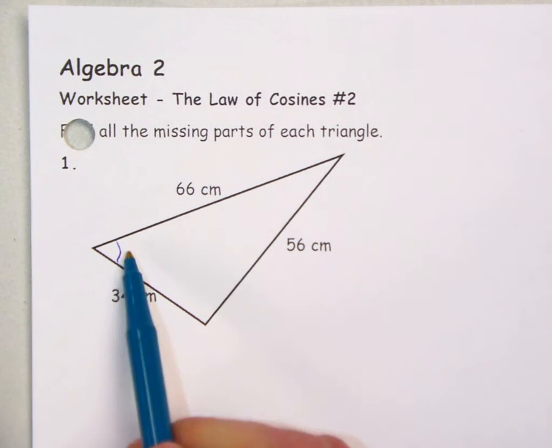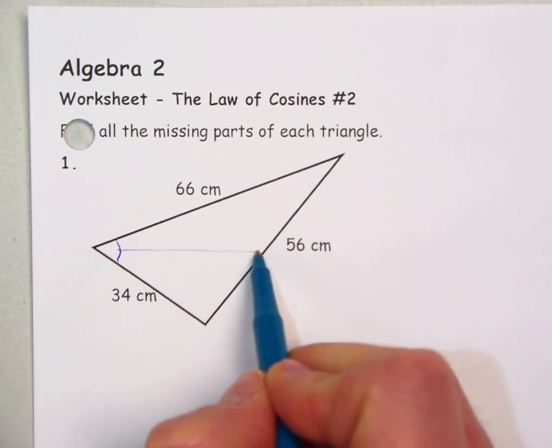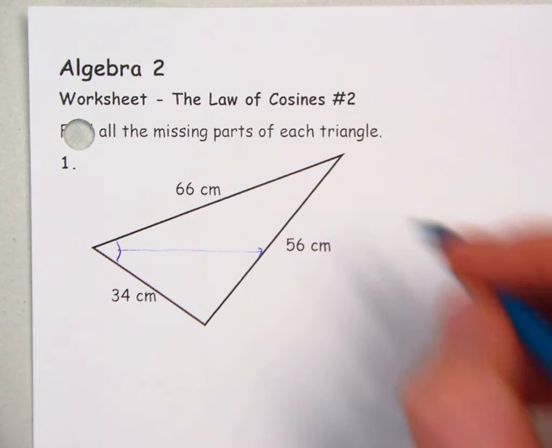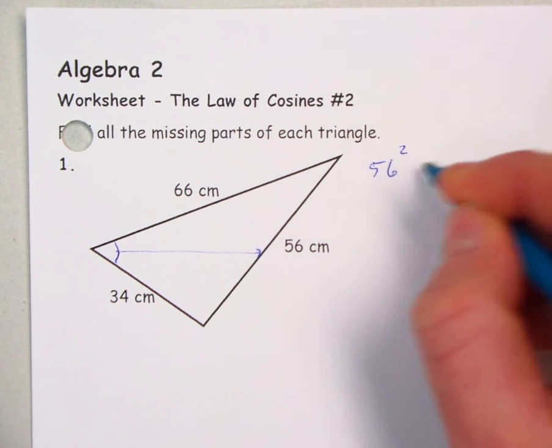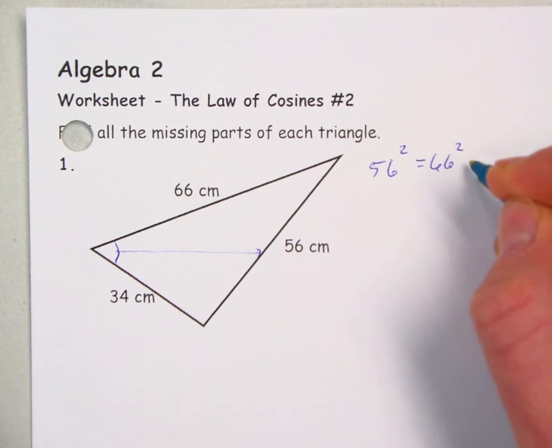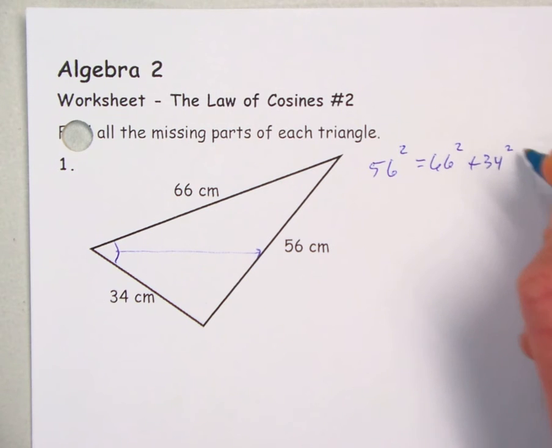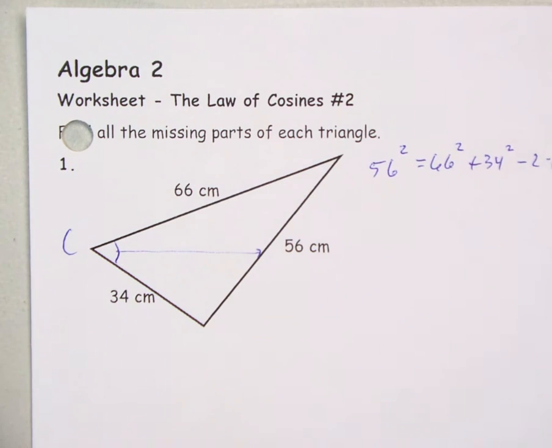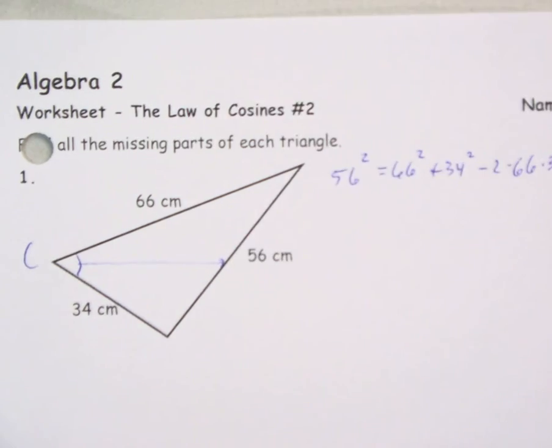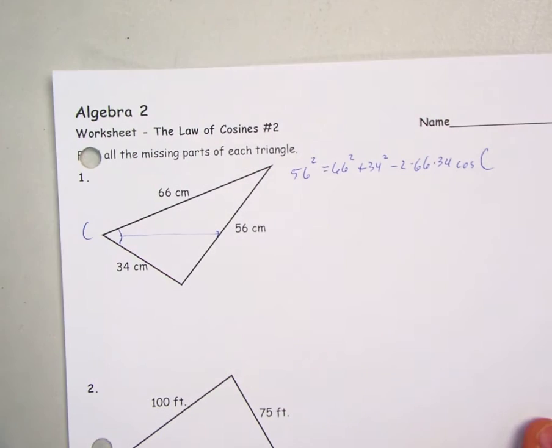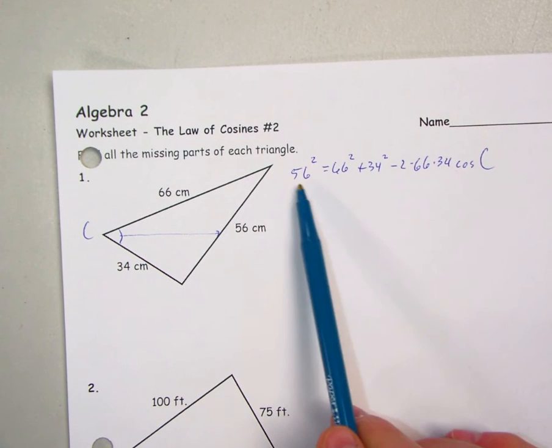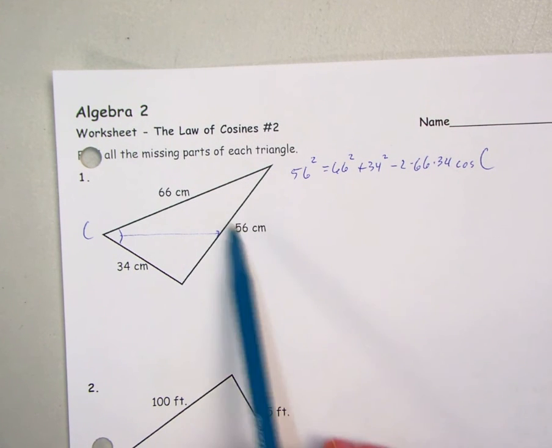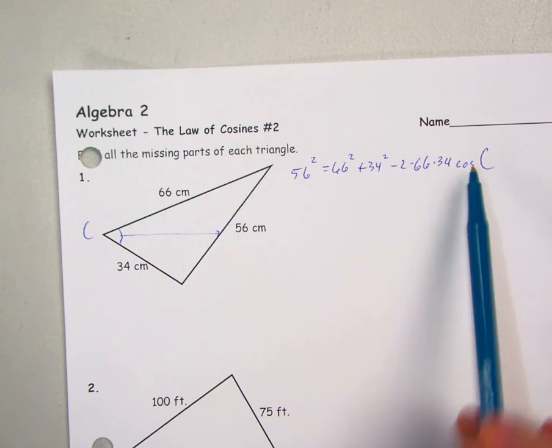If I'm finding this angle, remember its opposite needs to go on the opposite side of the equation. So I'm going to set it up as 56 squared equals 66 squared plus 34 squared minus 2 times 66 times 34 times the cosine of angle, whatever you want to call that, C right there. So I went off the side. Let me get that on there for you. So set it up like that. It's opposite side. The other two sides go in the formula there and there.